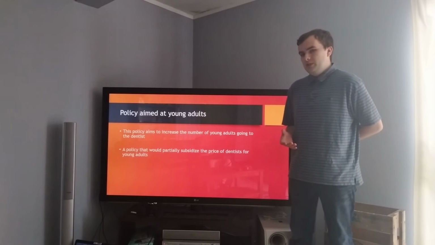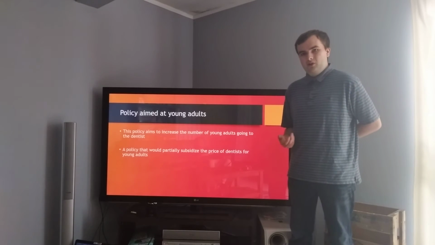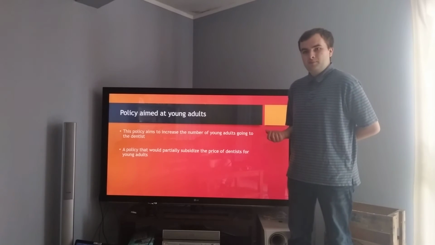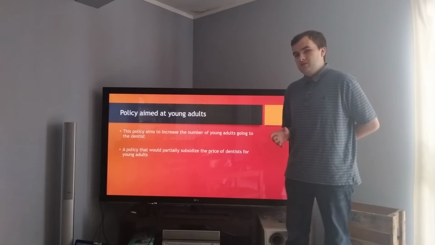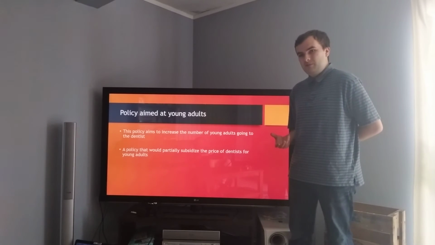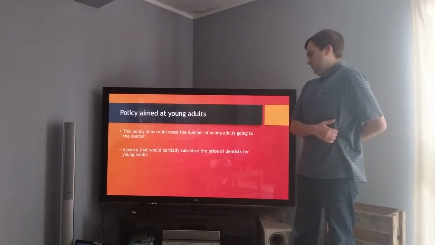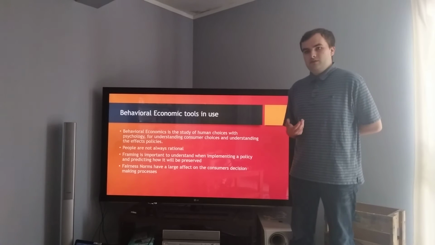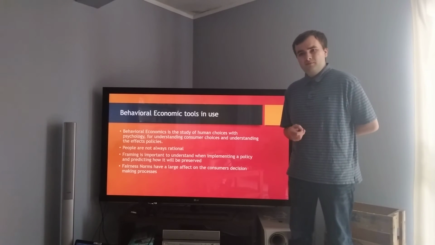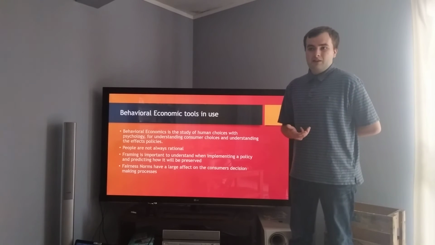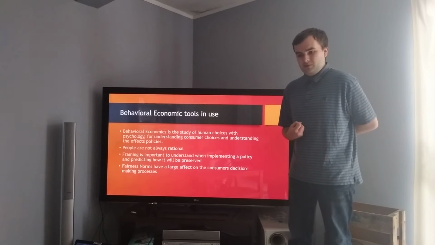This policy will be to subsidise the cost of dentists for people between the ages of 18 to 25. This aims to reduce the cost by 35% for this demographic. I will be using some behavioural economic tools to make this policy more appealing, to get more young people to use this policy, and for people to not overreact so much about it.